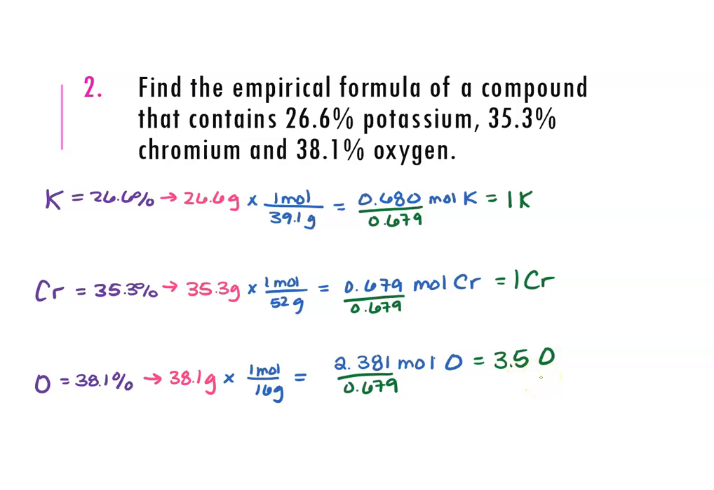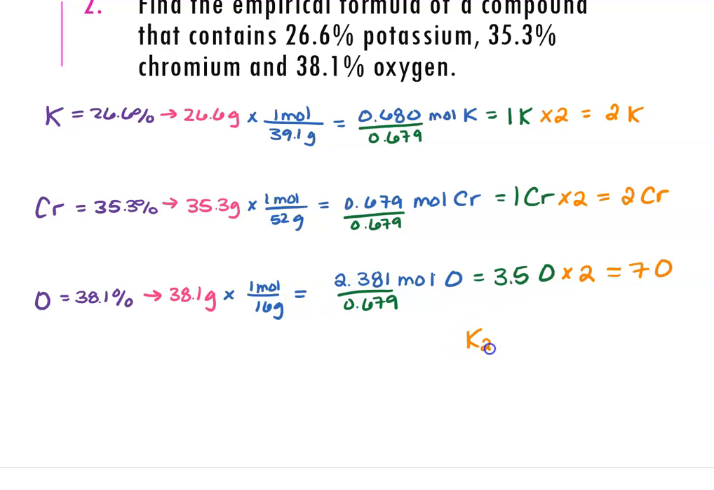So now we multiply till whole. If we look at this 3.5, 0.5 is just 1/2 as a fraction. So if we multiply this by 2, we can turn that into a whole number. We have to multiply all of them by the whole number in order to keep the ratio constant. In math, we learn that as long as you do the same thing to all parts of the ratio, the ratio stays the same. 1 times 2 is 2 potassium, 1 times 2 is 2 chromium, and 3.5 times 2 is 7 oxygen. So my formula here is going to be K2Cr2O7.